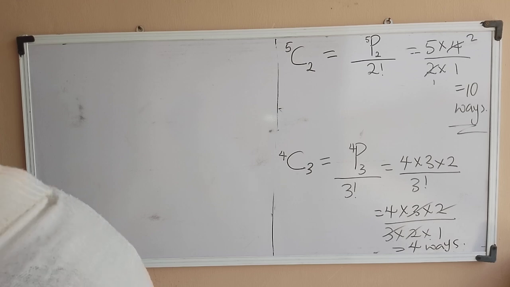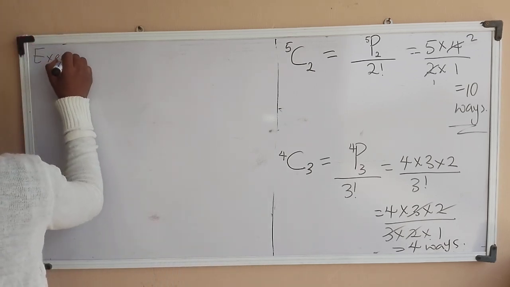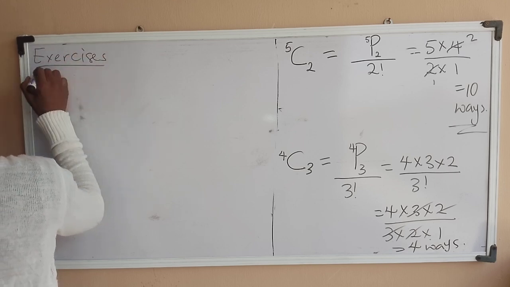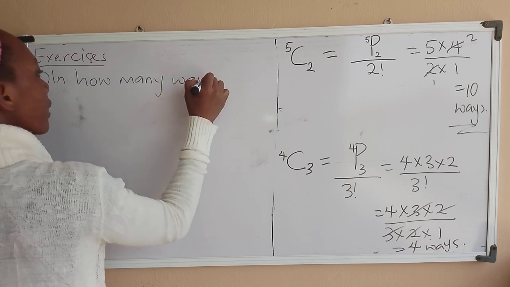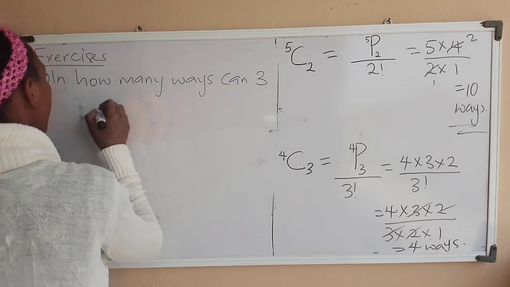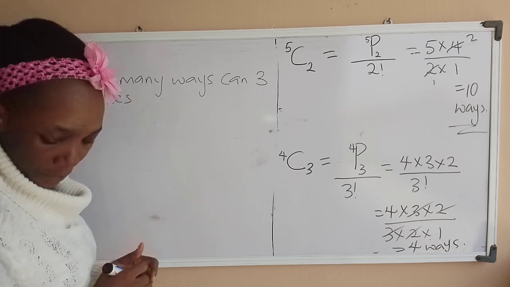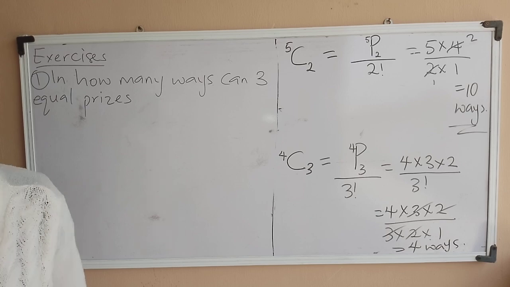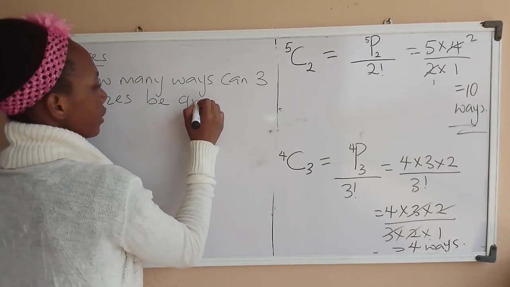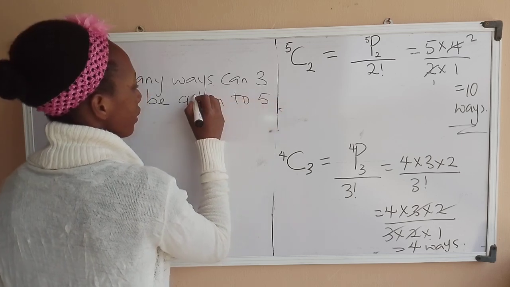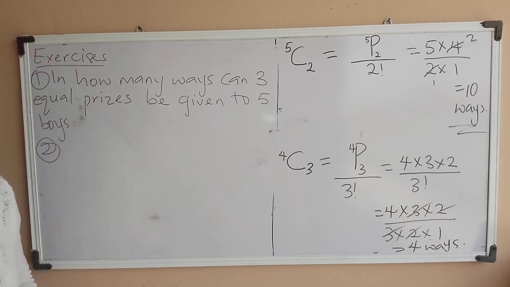Okay, so exercise 1. In how many ways can 3 equal prizes be given to 5 boys?